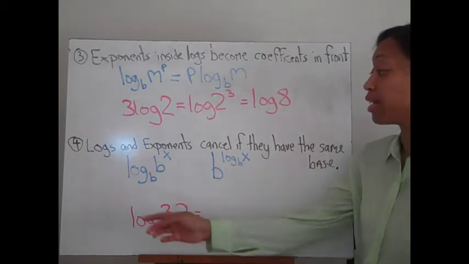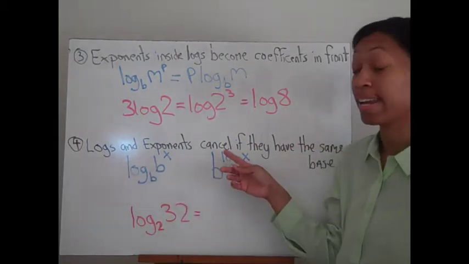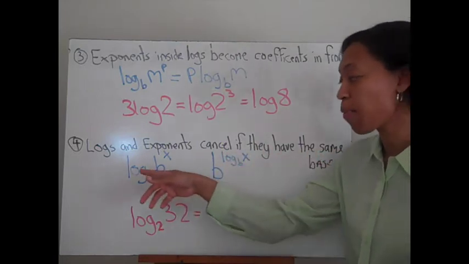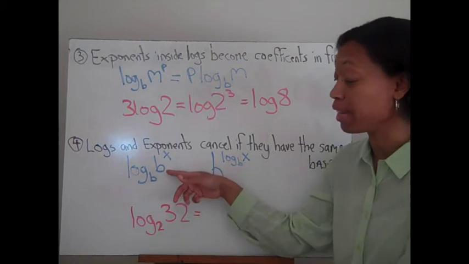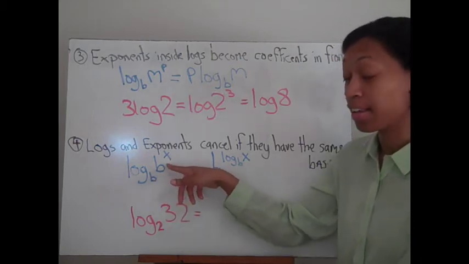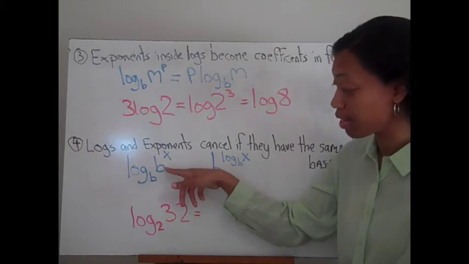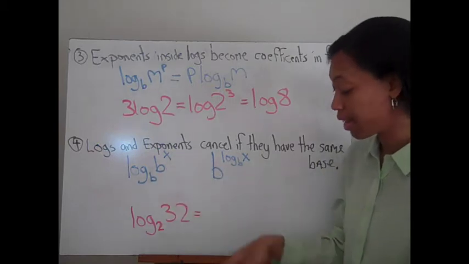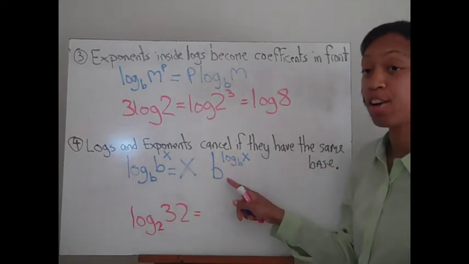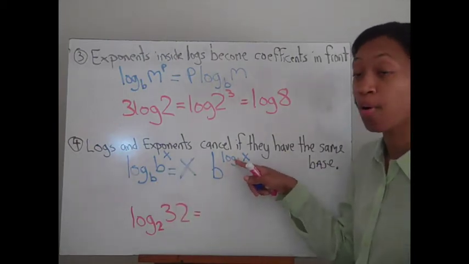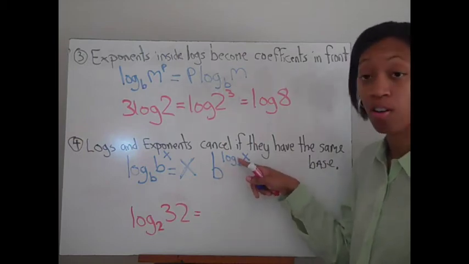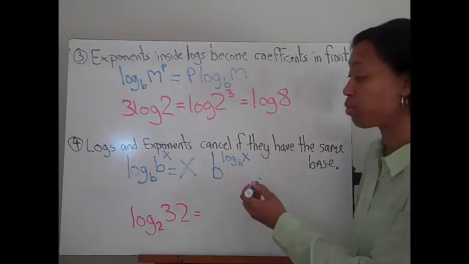Alright, the next rule is that logs and exponents cancel. So they cancel if they have the same base. So if you have something like log base b of b to the x, well, because we have a log base b and then this is a b as well, they cancel out, and the answer to this is just x. And the same thing here. If b has been raised to the power of log b, well, the base down here and the log also cancel out, and this also equals x.